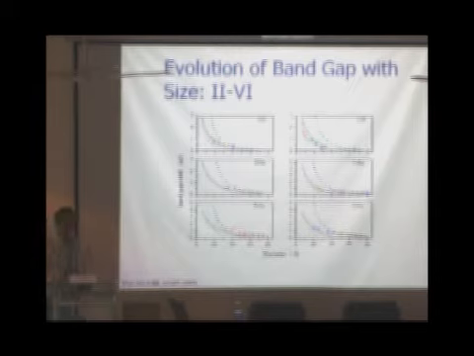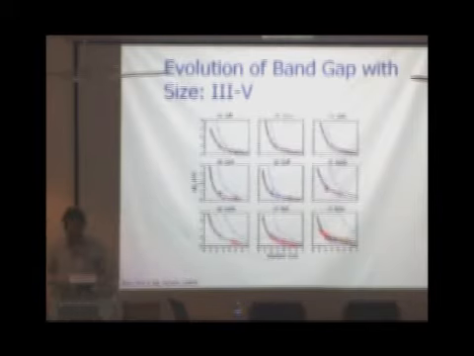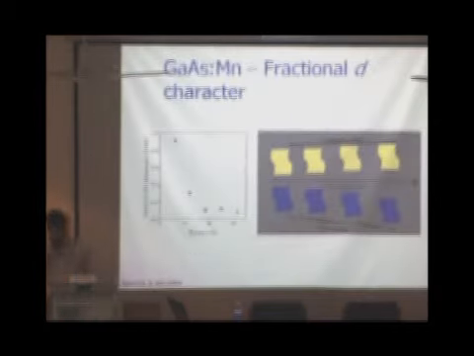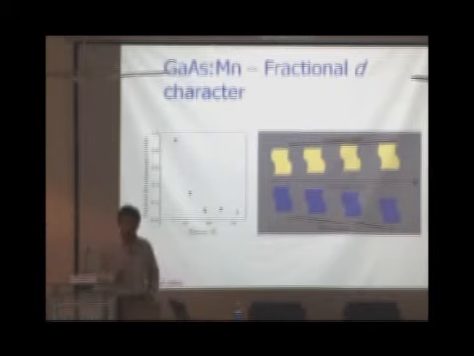So that's how you describe the variation of band gap with size for various semiconductor nanocrystals, 2-6s, 3-5s. Very important ones are all here. All the people doing lithography are more interested in these kinds of 3-5 semiconductors. Okay, now that Manish is here, maybe I can go on to one of these, which he has already mentioned: manganese-doped gallium arsenide. It's a half-metallic ferromagnet.